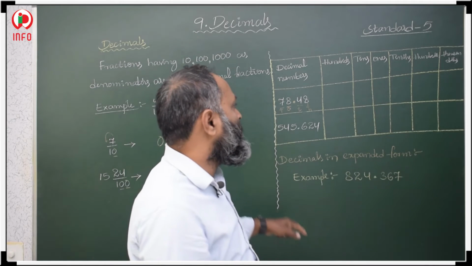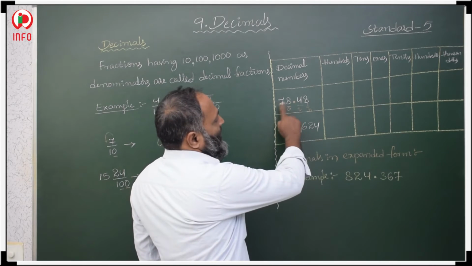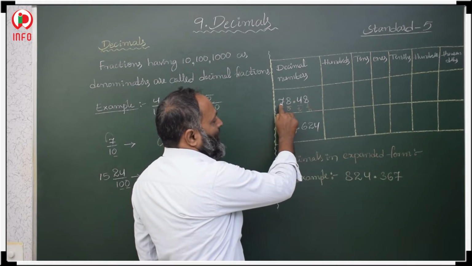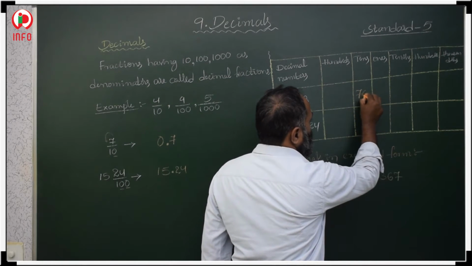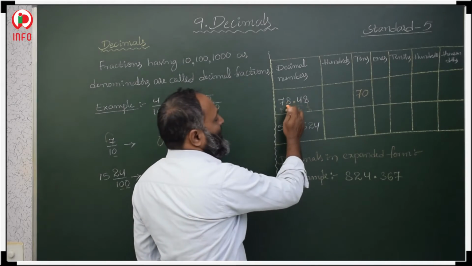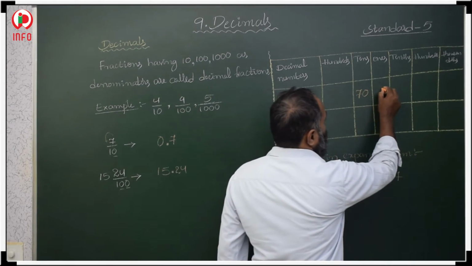Now see here. In 78 there are no hundreds. 7 tens means 70. 8 ones means 8.